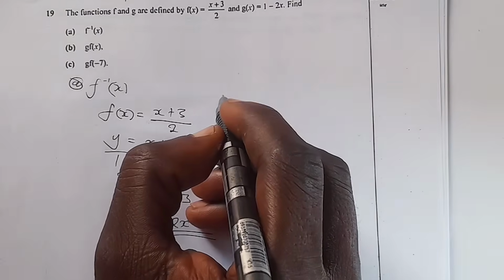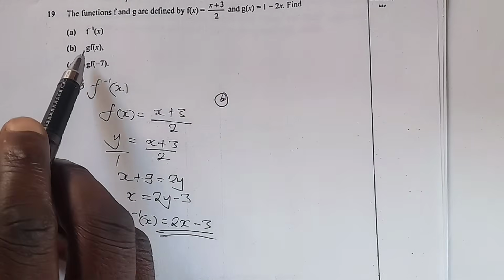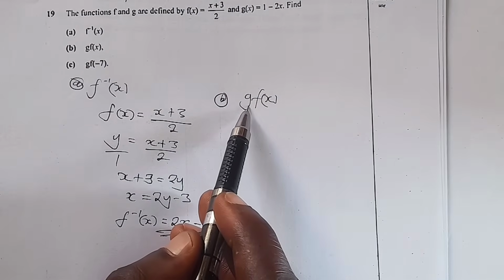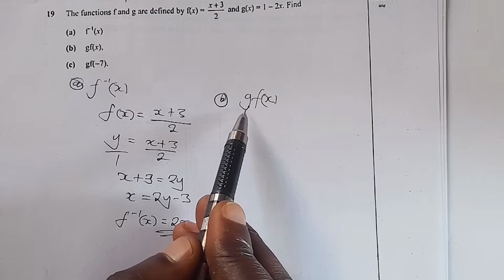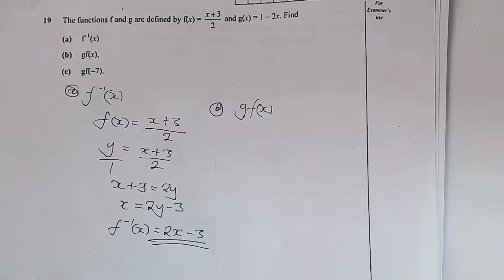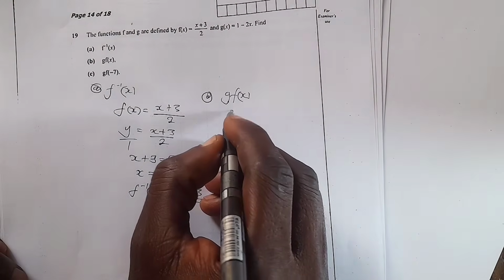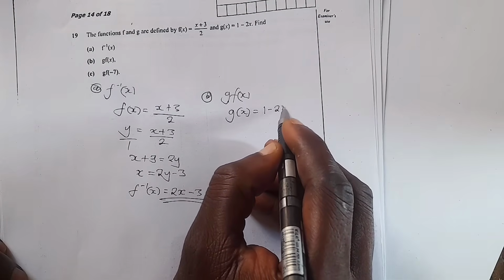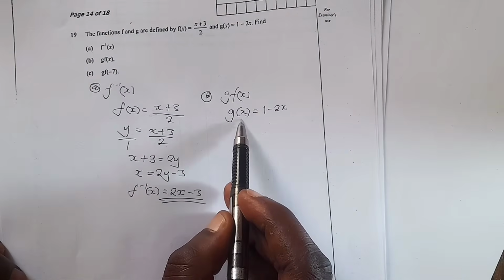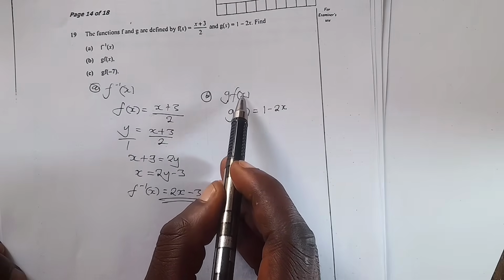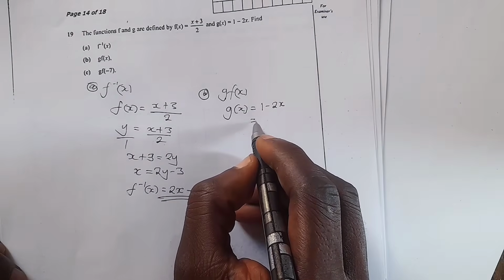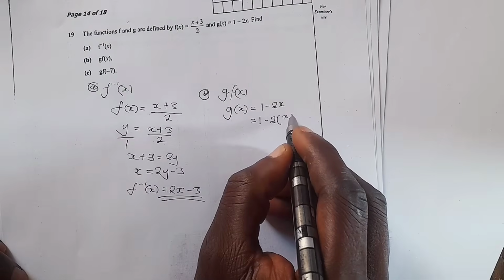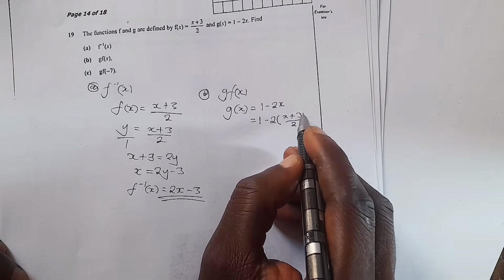Yes. Okay, question B is a composite function g(f of x). Since the function beginning here is g, we're going to write the function of g. So we're going to write g of x is equals to 1 minus 2x. Then where there is x in this g function, we're going to replace it with f of x, the function for f. So we're going to say 1 minus 2, open bracket, where there is this one, we're going to replace with x plus 3 over 2y.